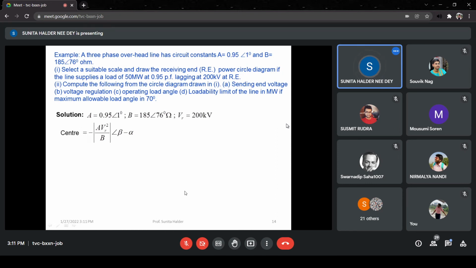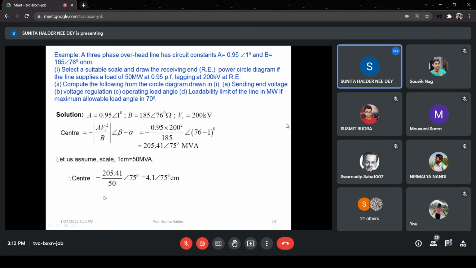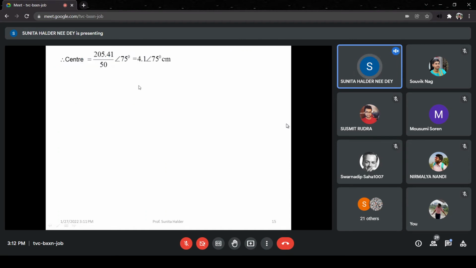At first, you see that the receiving end voltage is given, the sending end voltage is not given, but the power is given. A and B are given, VR is given, so we can find out the center. Now the radius we cannot find out because Vs is not given, but PR is given. Let us take the scale of 1 centimeter equal to 50 MVA. Then the center will be converted to centimeters. Similarly, the load is 50 megawatt at 0.95 power factor lag, so we can convert it into MVA, and again convert it into centimeters.